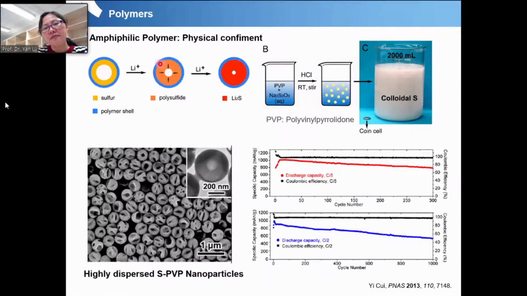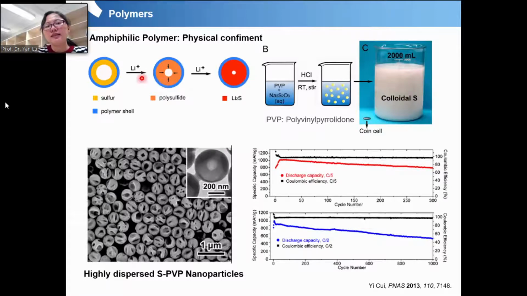So you have a hollow structure in between, which gives a physical confinement of this polysulfide, preventing the shuttle effect. Meanwhile, because you have a huge hollow space in your particle, it can also avoid this volume expansion during the discharge.